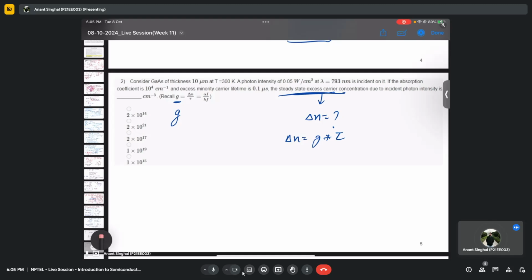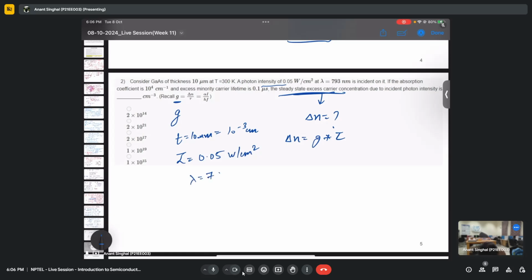Okay, so let me start solving side by side. It is given that we have gallium arsenide of thickness 10 micrometer, which is 10 to the minus 3 centimeter. Photon intensity is also given, it is 0.05 watt per centimeter square. Lambda is given, 793 nanometer. Alpha is also given, 10 to the 4 per centimeter, and tau is also given, 0.1 microsecond.